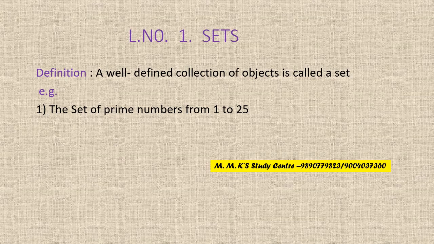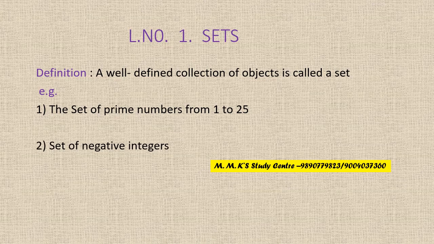For example 1, the set of prime numbers from 1 to 25. If I ask you to write down the set of prime numbers from 1 to 25, everyone will start from 2, then 3, then 5, 7, 11, 13, 17, 19, and 23. Yes children? So everyone knows what the prime numbers present between 1 and 25 are.